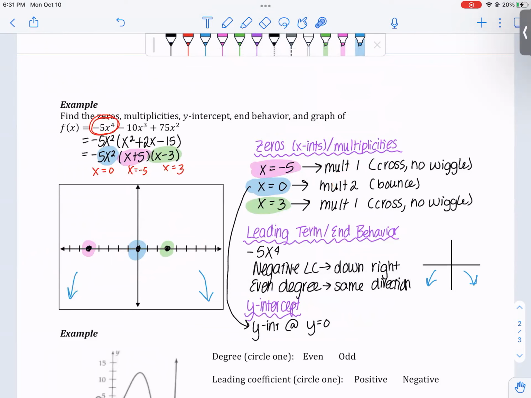Multiplicity is 1, so at negative 5, we're going to cross with no wiggle. Cross. At 0, we're going to bounce. So we come down, we bounce. And then at 3, we cross with no wiggle. And I can put that in there and bam, that's our graph.